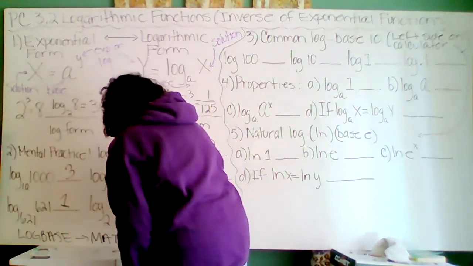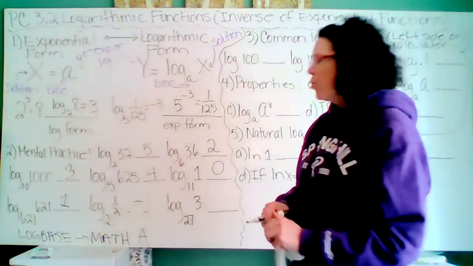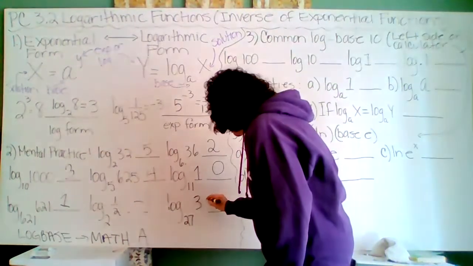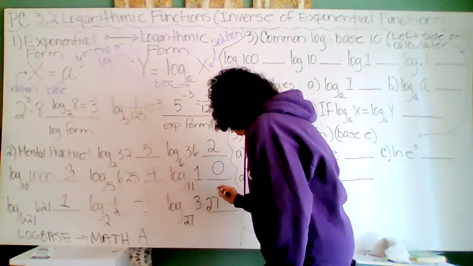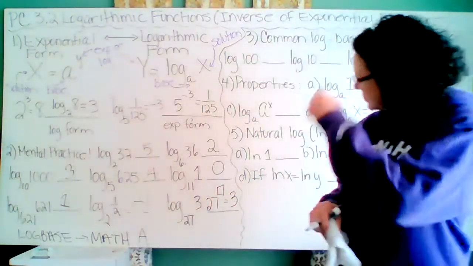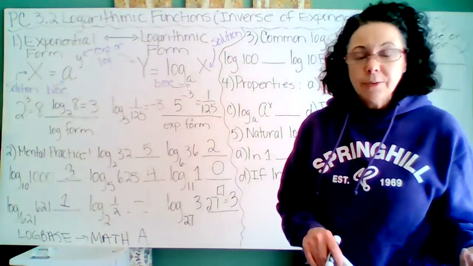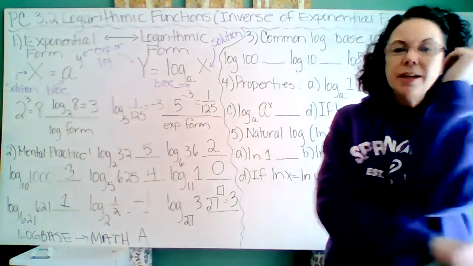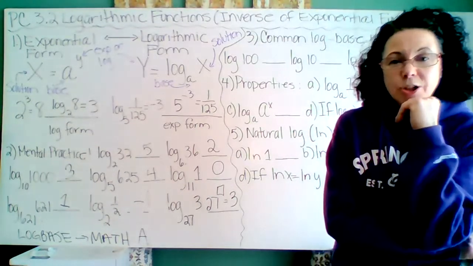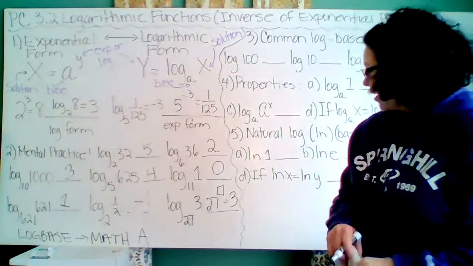Here we go. How about log base 27 of 3? All right, so they're saying when the base is 27, what is the exponent that gets you 3? Well, it's got to be less than 1, right? Because 27 to the first is 27, right? So it must be like a fraction. Okay, let's take a look.